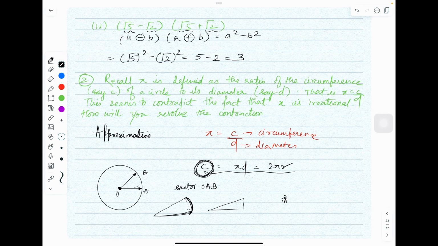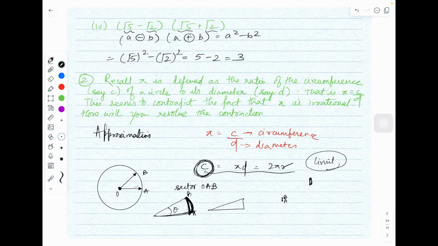So we are approximating that this is not an arc. This is a straight line. This portion, this is A, this is B. We are approximating it. Upon using the limit on these sectors, you are finding it.